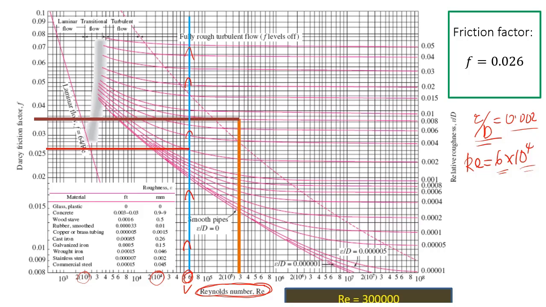So 0.002 is here, and then just follow the pink line. Follow it, and then we have an intercept here, the pink line intercepts the blue line here. Make a straight line to the left, and you can find the value is here, and then we got the value of the friction factor around 0.026. I hope you understand.